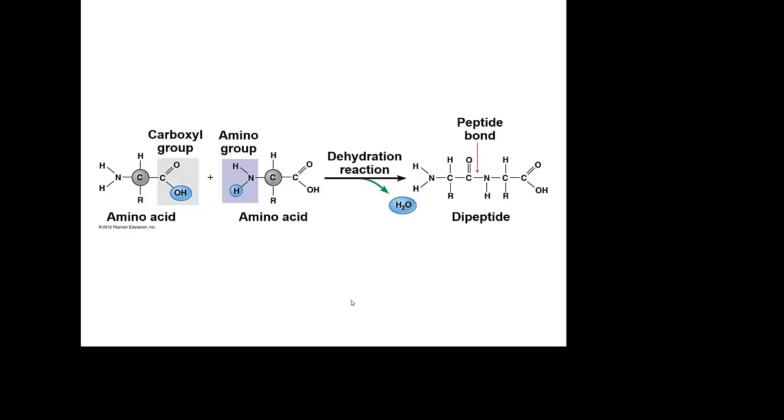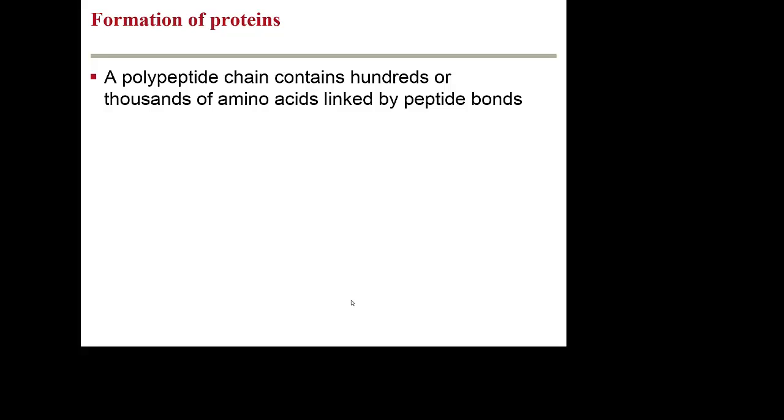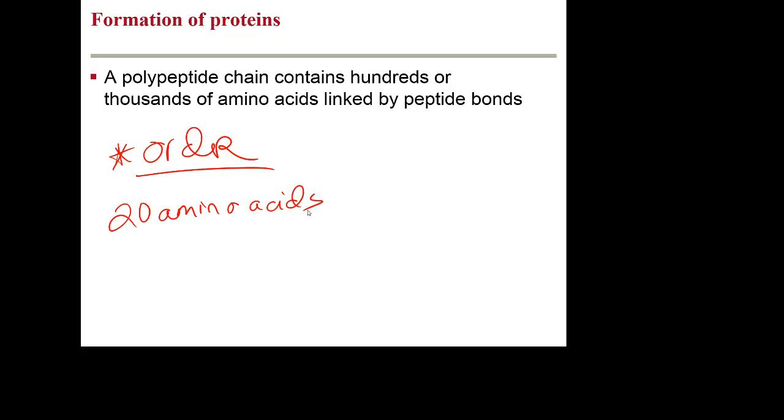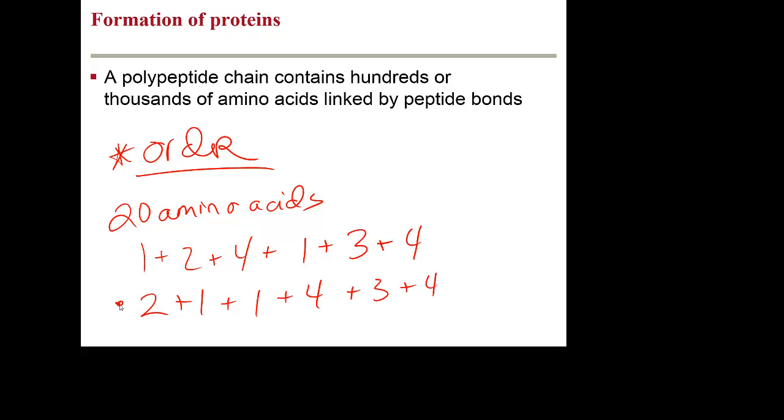Fine. Okay. But when we look at a polypeptide, we could be looking at hundreds or thousands of amino acids all put together. The critical part here is order. How are they put together? Which amino acids are in which sequence? So we said we have 20 amino acids to work with. But of those 20, maybe you put 1 and 2 and 4 and 1 and 3 and 4 all in a line. And if I change this, this is different than this.